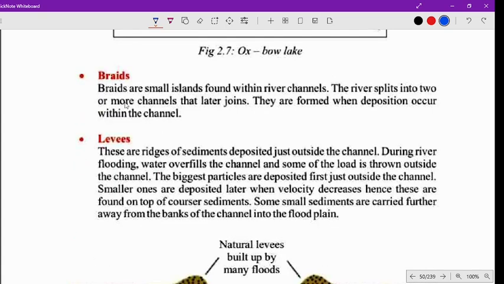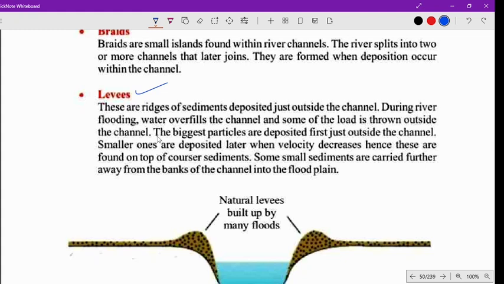Braids. Braids are small islands found within the river channel. The river splits into two or more channels that later join. They are formed when deposition occurs within the channel.